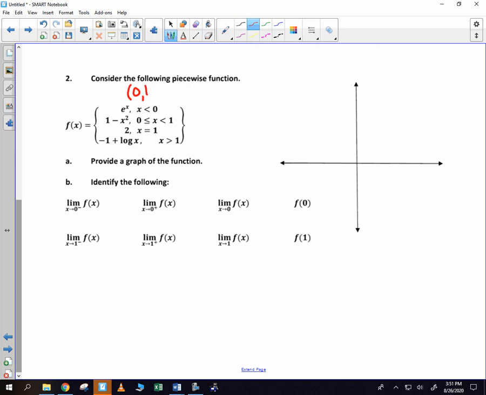At 0, I get 1, because anything to the 0 power is 1. Open circle. Now I plug in 0. 1 minus 0 is 1. Then I plug in 1, and I get 1 minus 1 is 0. So I have a graph. It looks like I have a closed circle. And then I have an open circle. At 1, I have a coordinate of 2.